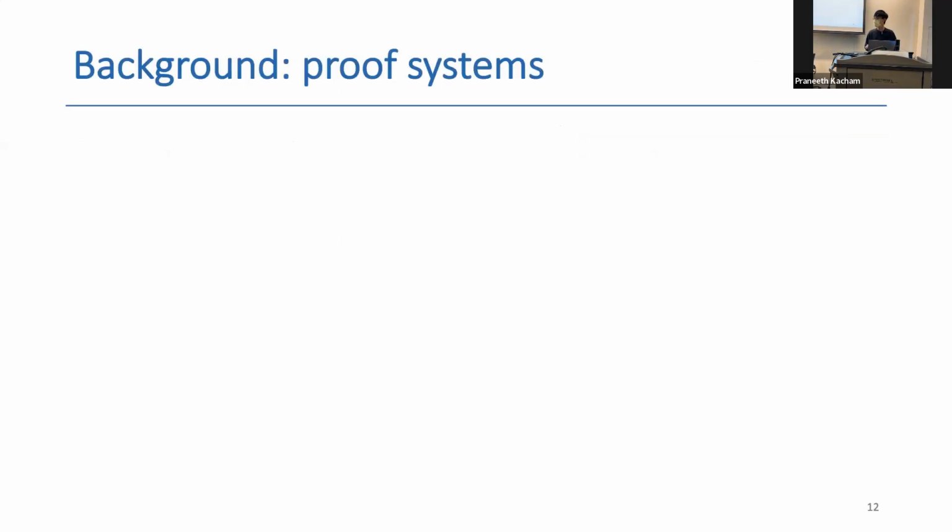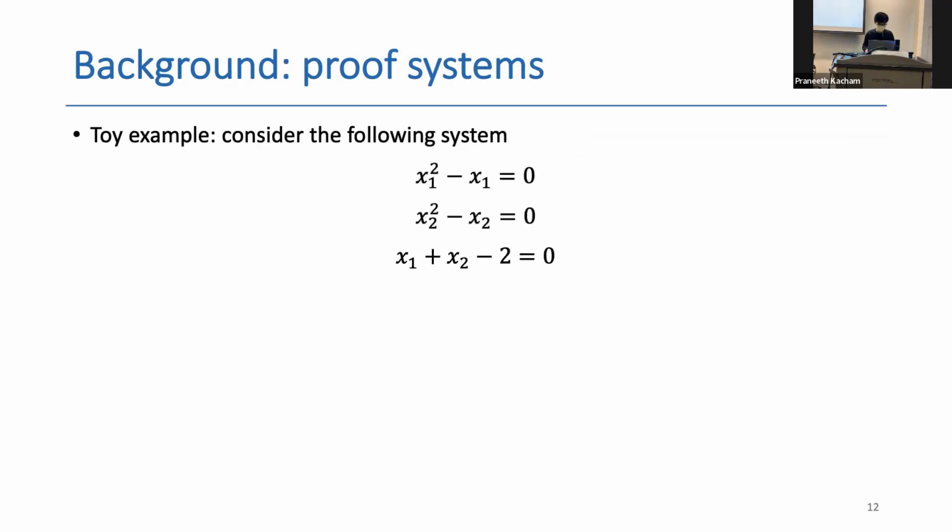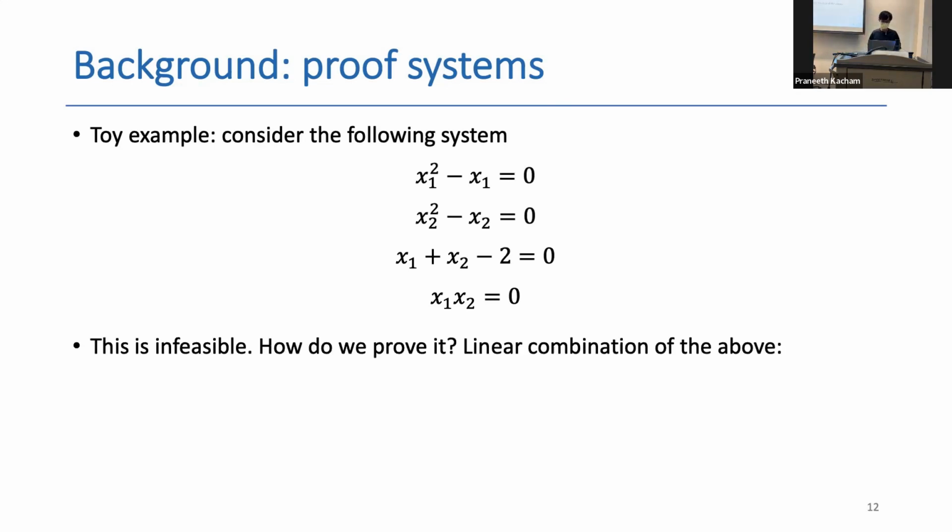Okay. So now I'll dive into some of the details of our results. First, the upper bound. Let's go over some background about proof systems. Here's a toy example. Is this following system feasible or infeasible? Okay, I'm just going to tell you it's infeasible. So how do we prove it?